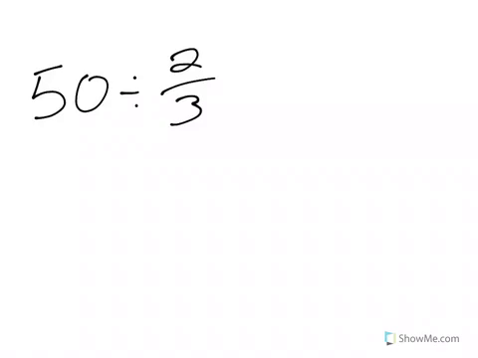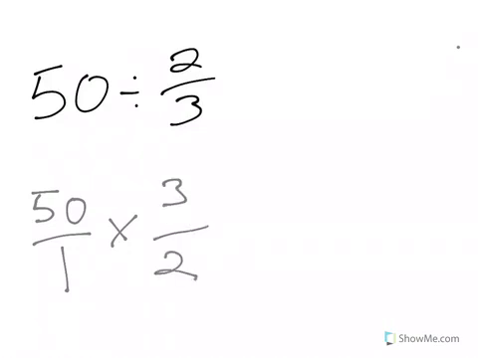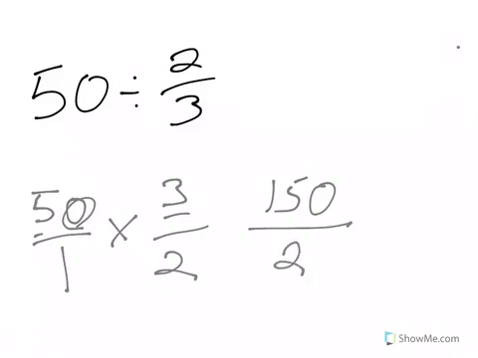So we can do a couple of different things. We could look at keep, change, flip, in which case 50, we're going to keep it the same, but we want it to be a fraction, so keep in mind that we're going to do 50 over 1. Change division into multiplication, flip the 2/3 into 3/2, multiply straight across. 3 times 5 is 15. Bring over that 0. It's 150. Because, of course, we're not multiplying 3 times 5. We're multiplying 3 times 50. 1 times 2 is 2. 150 divided by 2 is going to be 75.